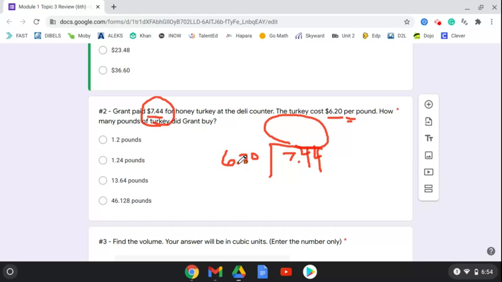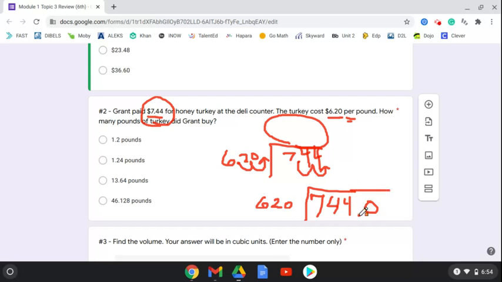Okay, so you're dividing decimals here. You have a decimal outside the division bracket, and so you've got to move it right 2 spaces, not just on the number outside the division bracket, but also the number inside the division bracket. You must move both decimals the same amount in the same direction. And so now the number inside the division bracket is 744, and the number outside is 620.